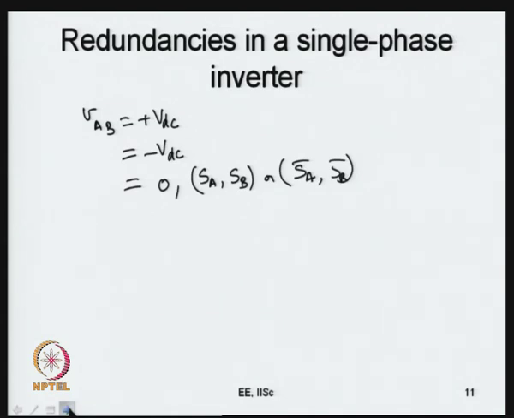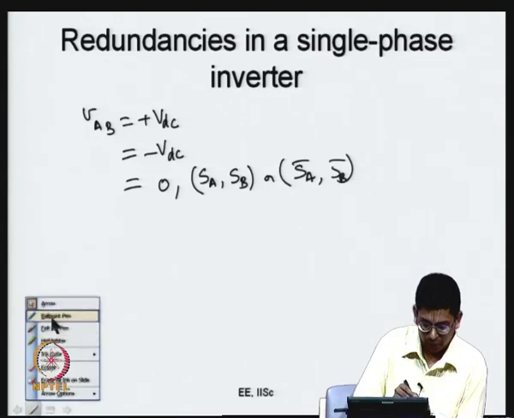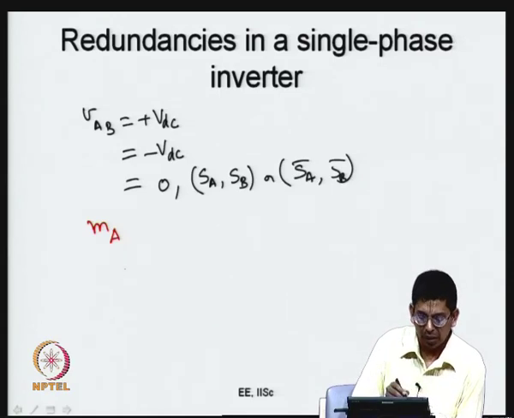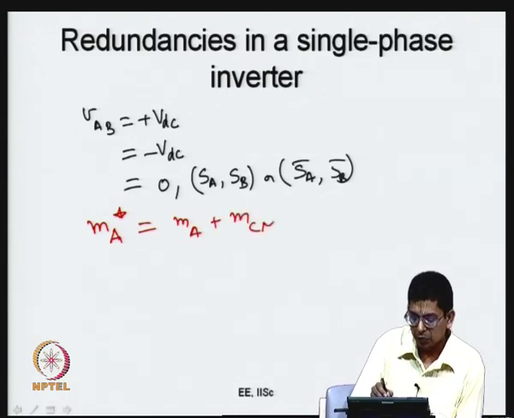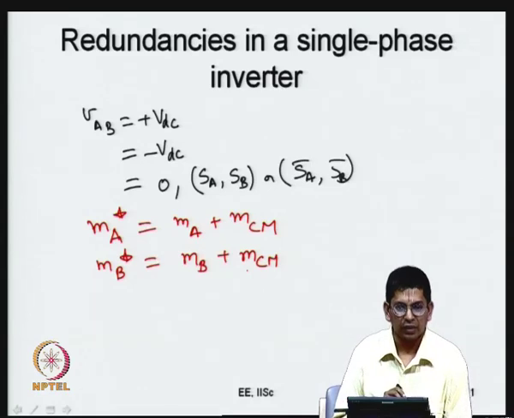So, this is what we mean by redundancy. These two legs can change, and you can go about doing it now. What you can do is consider adding a certain common mode signal. You have your MA, which you can call MA star, equal to MA plus a certain MCM, a common mode signal, and then MB star, equal to MB plus the same common mode signal. As long as the common mode signal is small, right?